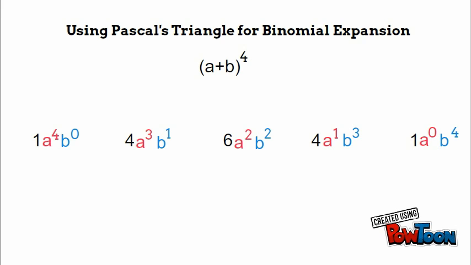In terms of the sign of each term, when there is a plus sign in the middle of the terms in the binomial, all the terms in the expansion are positive. When there is a minus sign in the middle of the binomial, the first term in the expansion is positive, and the rest of them will alternate. This is the final answer.